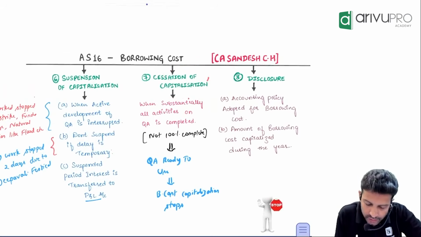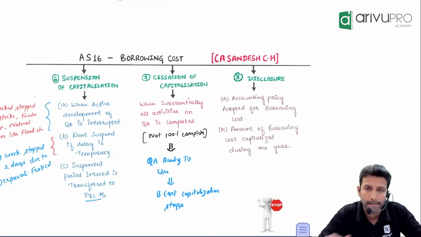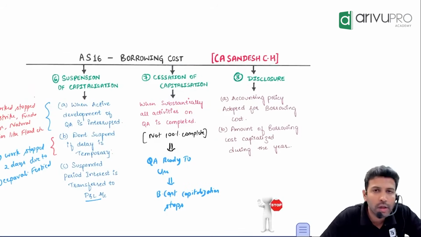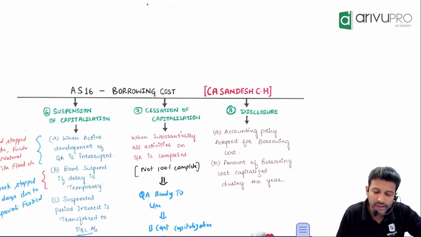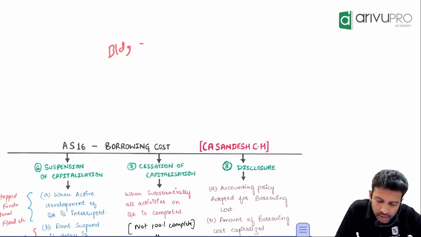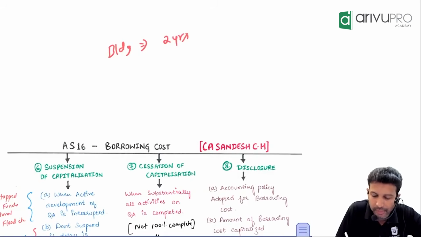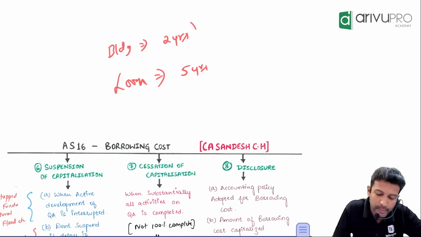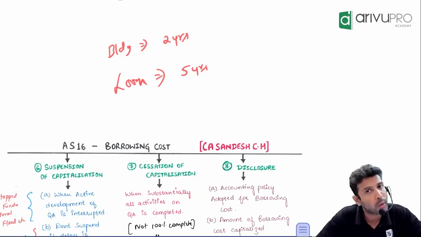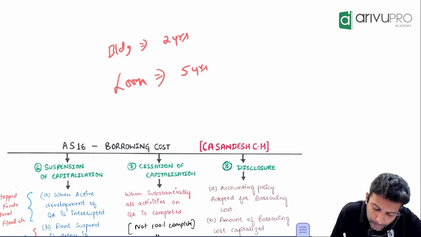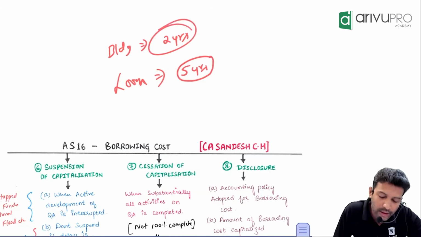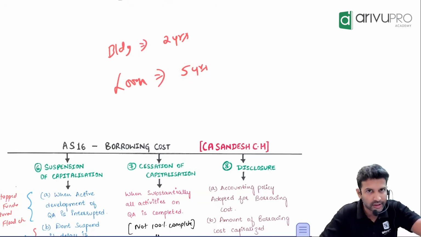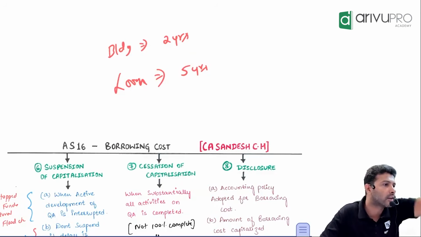Next is cessation. Cessation means putting to an end, coming to an end. When will you stop the final capitalization? Let's say you're constructing a building, and construction time is 2 years. But you have taken a loan to construct this building, and the loan period is 5 years. Will you capitalize 2 years' interest cost or 5 years' interest cost?